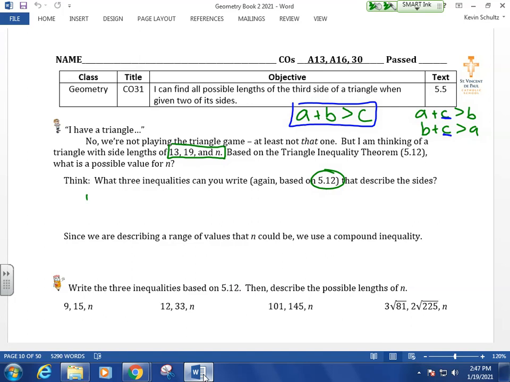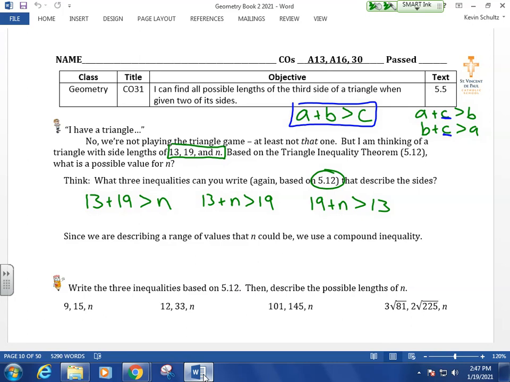I know that 13 plus 19 has to be greater than whatever n is, because the sum of two sides must be greater than the third side. I also know that 13 plus n has to be greater than 19, and that 19 plus n has to be greater than 13. Those are the three inequalities that we can write based on the triangle inequality theorem, like the three inequalities that we wrote up above.